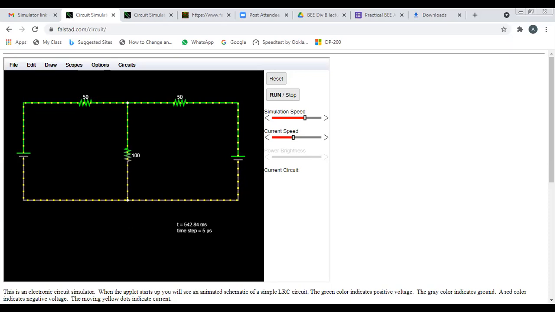Through R2, is it anti-clockwise? I can't see anti-clockwise. It's also clockwise through R2. And what about R3? Upward or downward? Downward. Got it? Okay, it also represents the current direction.